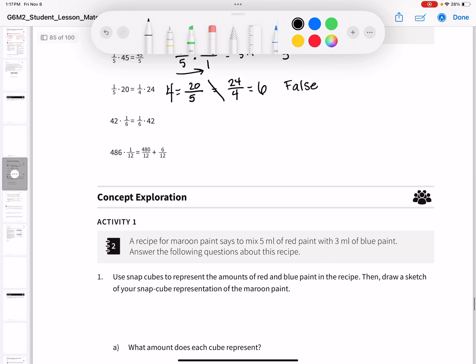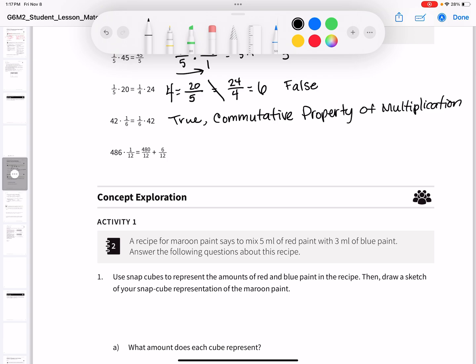42 times 1/6 equals 1/6 times 42. Well, in multiplication, it doesn't matter which order you multiply in. So this would be true because of the commutative, that's a big word, commutative property of multiplication. Okay. Now let's look at the next one.